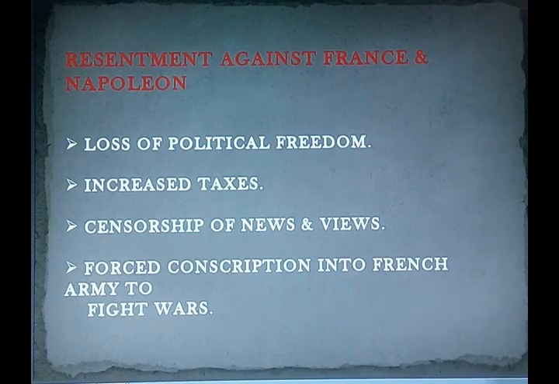Forced conscription into the French army to fight wars. This is another important reason why people were dissatisfied with Napoleon. He forced the recruitment of people from different parts of Europe to join the army. Many boys, many young people were not interested, but they were forced to go out and fight wars. Because of these important four reasons, people began to dislike Napoleon Bonaparte. They resented him. Okay?